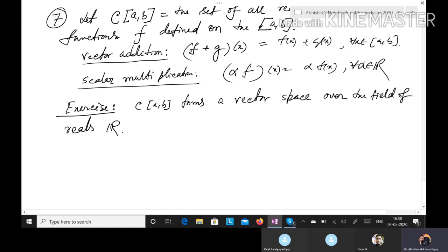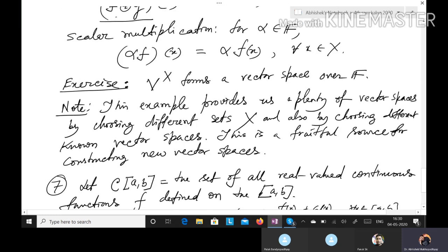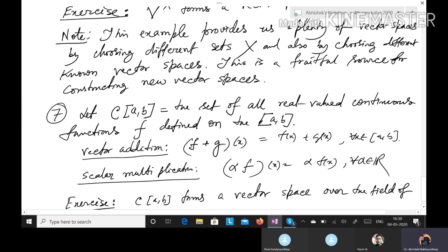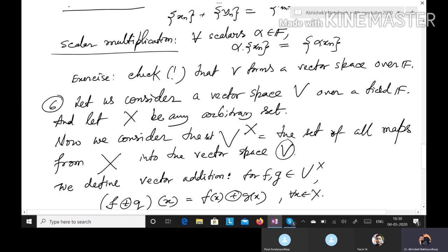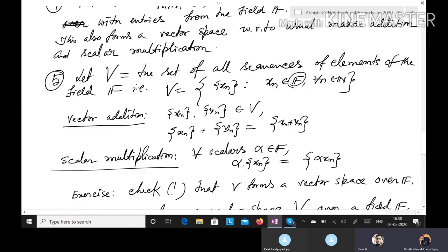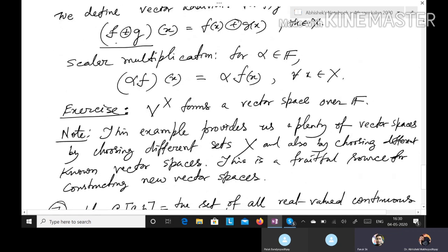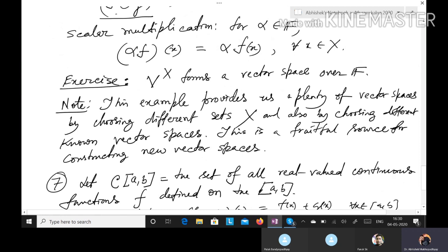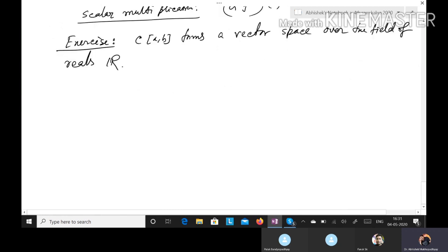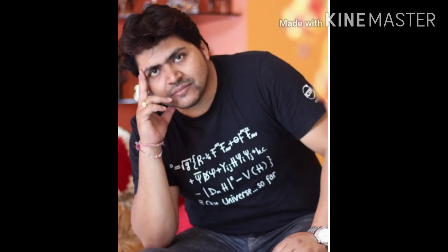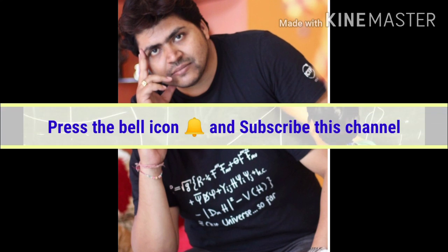So today I shall end here. These are your exercises. You need to check that all these 7 examples form a vector space over their respective fields. Okay. Go to the next video.